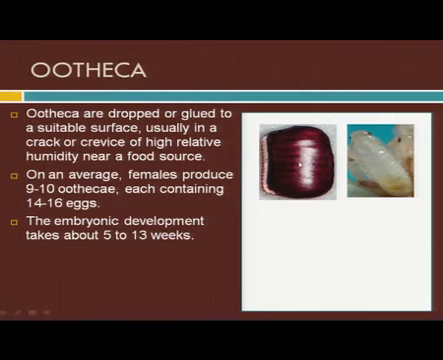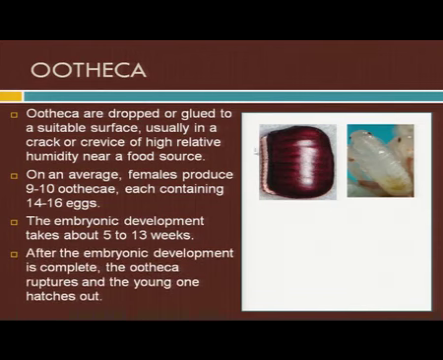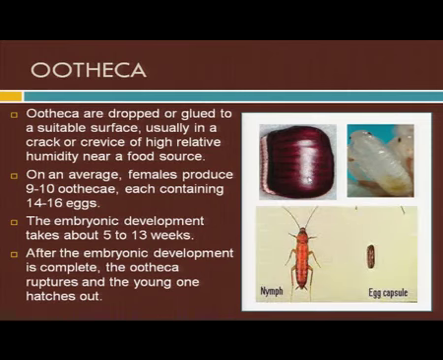You can see that when this ruptures, the young ones which come out from the fertilized eggs are translucent or white in color. They do not yet have the layer of exoskeleton or chitin over them, and this process takes a few hours. After a few hours, the exoskeleton will be formed, but initially they are translucent or white in color. After the embryonic development is complete, this ootheca will rupture and the young one hatches out.